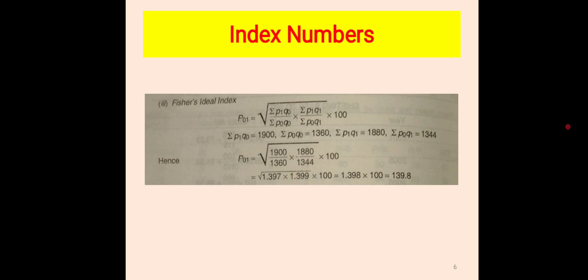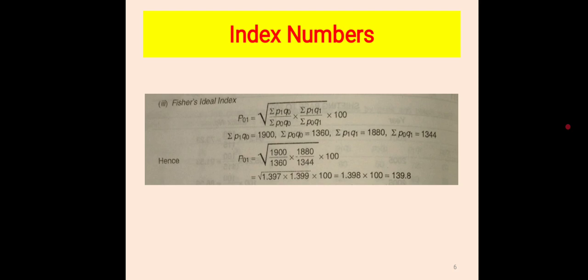Summation of P1 Q0 is equal to 1900. Summation of P0 Q0 is equal to 1360. Summation of P1 Q1 is equal to 1880. Summation of P0 Q1 is equal to 1344. So P01 is equal to the root of 1900 by 1360 into 1880 by 1344, into 100.